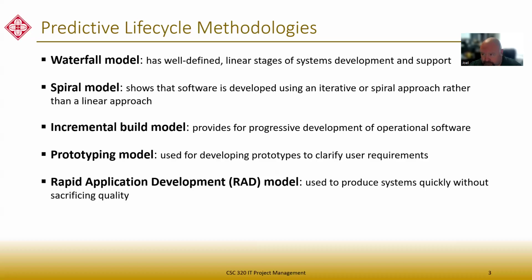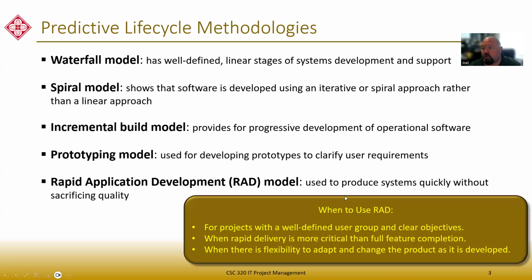Agile is an umbrella that talks about RAD models, like Scrum, for example. Remember, Scrum is a specific methodology that falls underneath the larger umbrella of Agile or rapid application development. Rapid application development is a tool under Agile. Scrum is a tool under Agile.